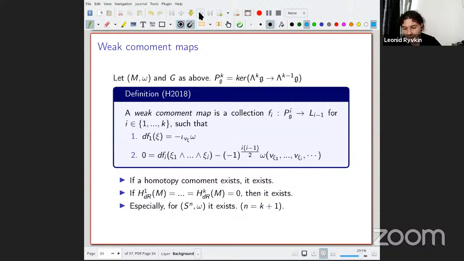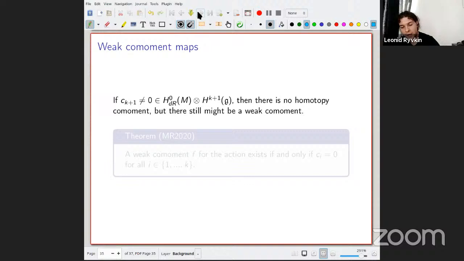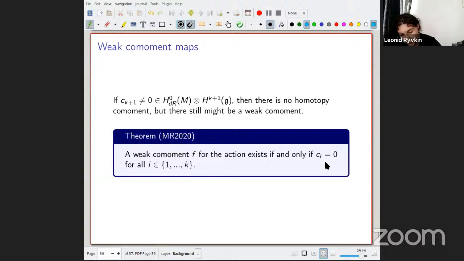And finally, from the work with Leyli, which I'll go into in more detail in the parallel session, the only difference between a homotopy co-moment and a weak co-moment is the last obstruction class. The theorem is: a weak co-moment exists if and only if c_i is zero for i from 1 to k, whereas in the co-moment case we had i from 1 to k+1. There is only one additional obstruction class.